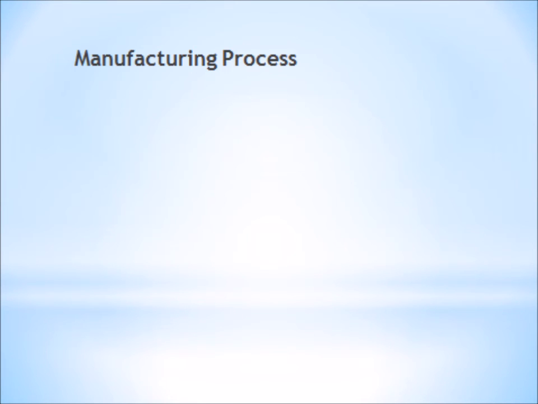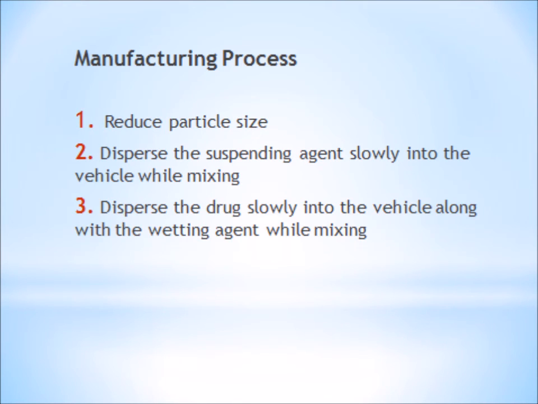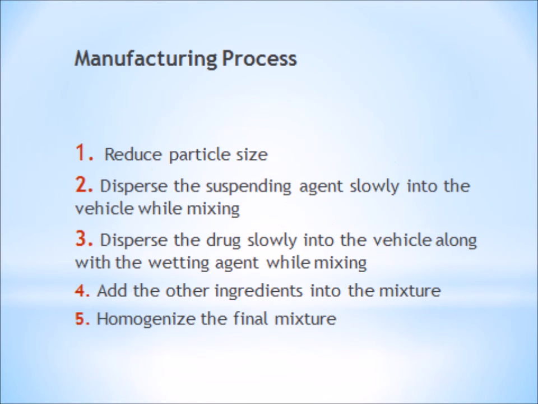Manufacturing process. Number 1, reduce particle size. Number 2, disperse the suspending agent slowly in the vehicle while mixing. Number 3, disperse the drug slowly into the vehicle along with the wetting agent while mixing. Number 4, add the other ingredients in the mixture. Number 5, homogenize the final mix.